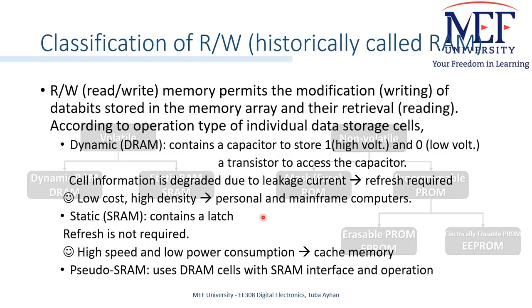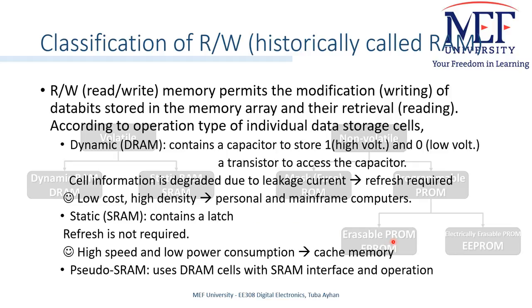Due to the advantages of low cost and high density, DRAM is widely used as the main memory in personal and mainframe computers. SRAM is mainly used as cache memory in microprocessors in mainframe computers and as memory in handheld devices due to high speed and low power consumption.